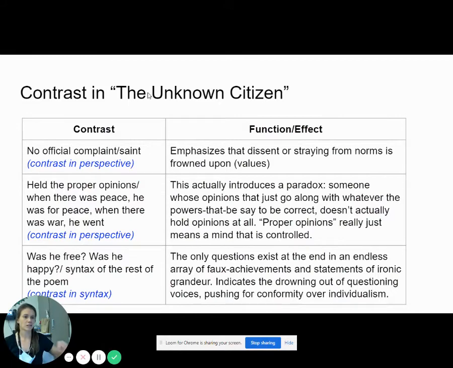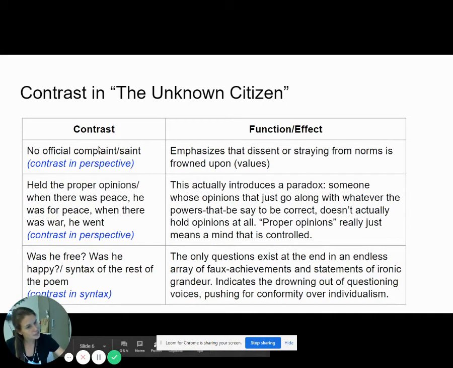Okay, so I'm going to move on to talking about some other contrasts in poetry. So we read The Unknown Citizen earlier in this week, and so I thought I would pull out some contrasts from that poem and explain the function or effect of those contrasts. And this is exactly what I'm going to have you guys do with the poem that you're going to be reading, which is called Theme for English B by Langston Hughes.